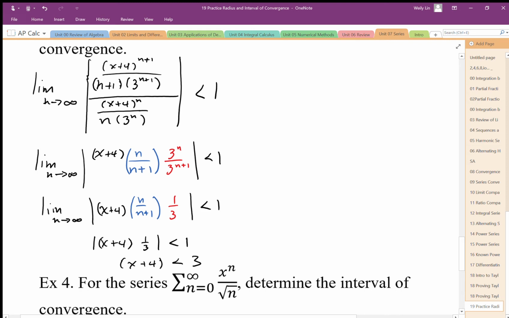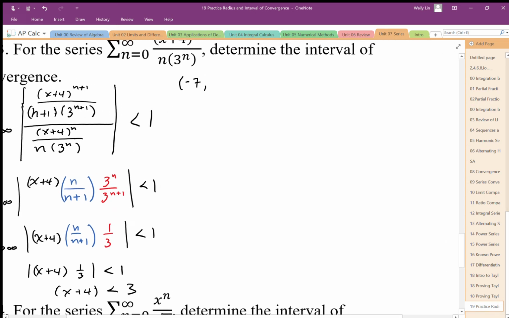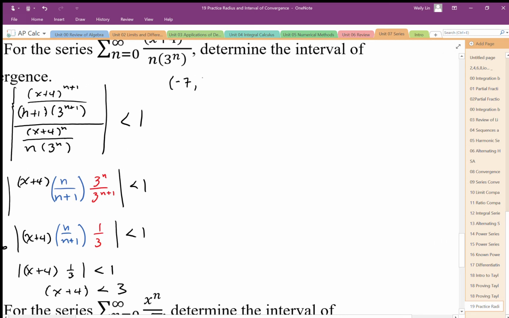So the center of my convergence is going to be at negative 4. Looks like my radius is 3. So then my interval looks like this so far. So I'm going to be at negative 4 minus 3, negative 4 plus 3. So that's going to be my interval so far, which now I have to test. Okay, so then I'm going to test this interval.